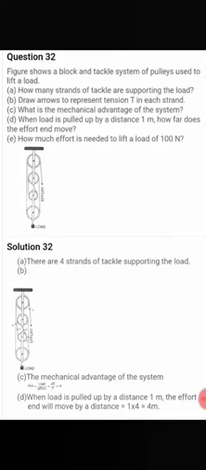So always number of strands will be equal to number of pulleys. In this case, it is 4. Arrow of the tension is always in the upward direction.